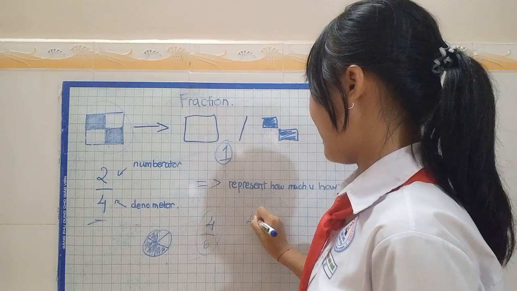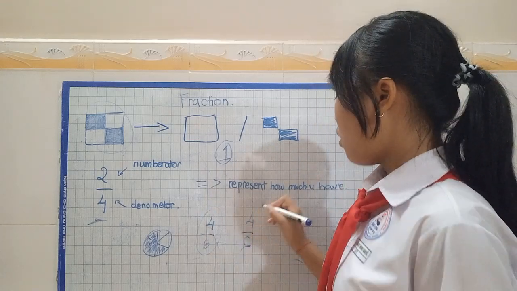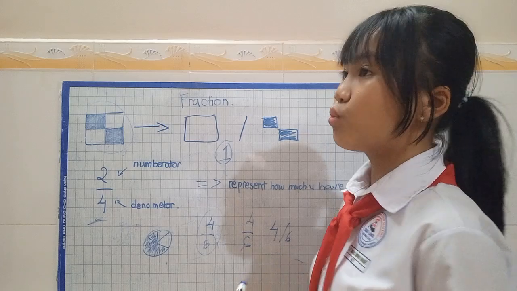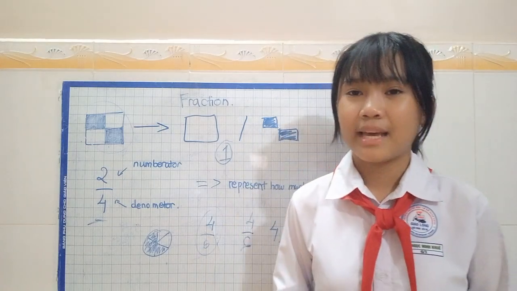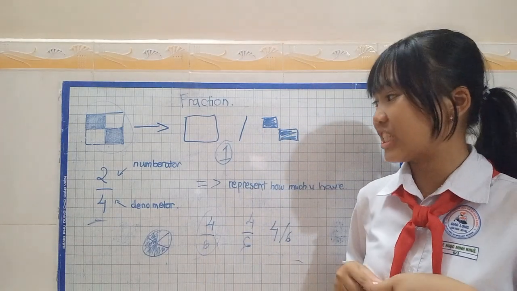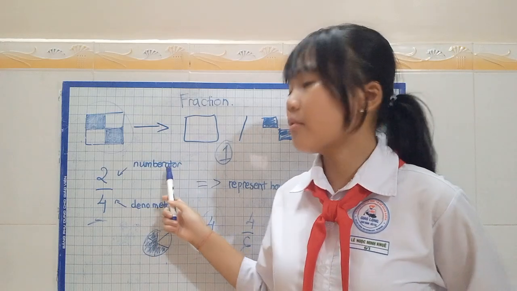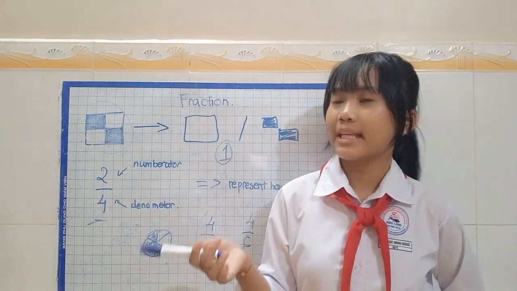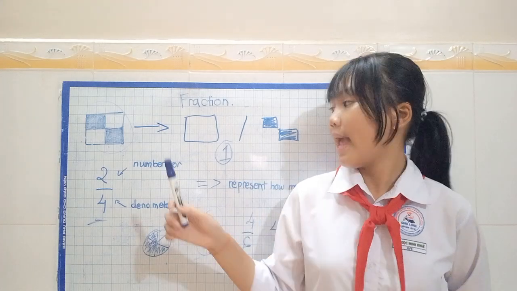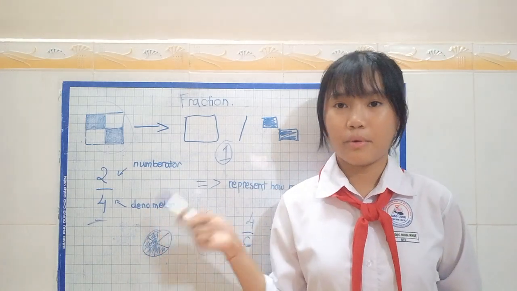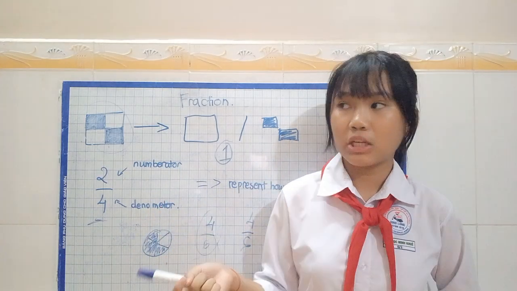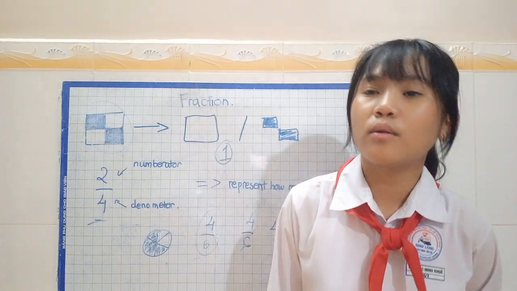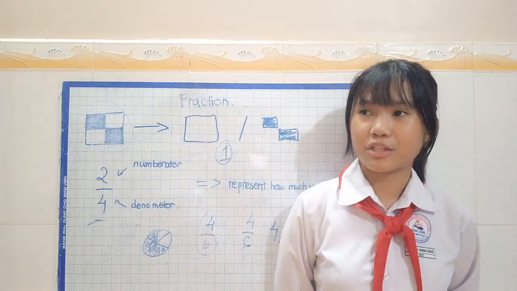You guys could write it in this way, and you could read it as 4 over 6. So that's basically what a fraction is. So remember, a numerator is the number on top. It shows how much you took from the whole. And the denominator is the number on the bottom. It shows how much is in the total whole. So that is our fraction.